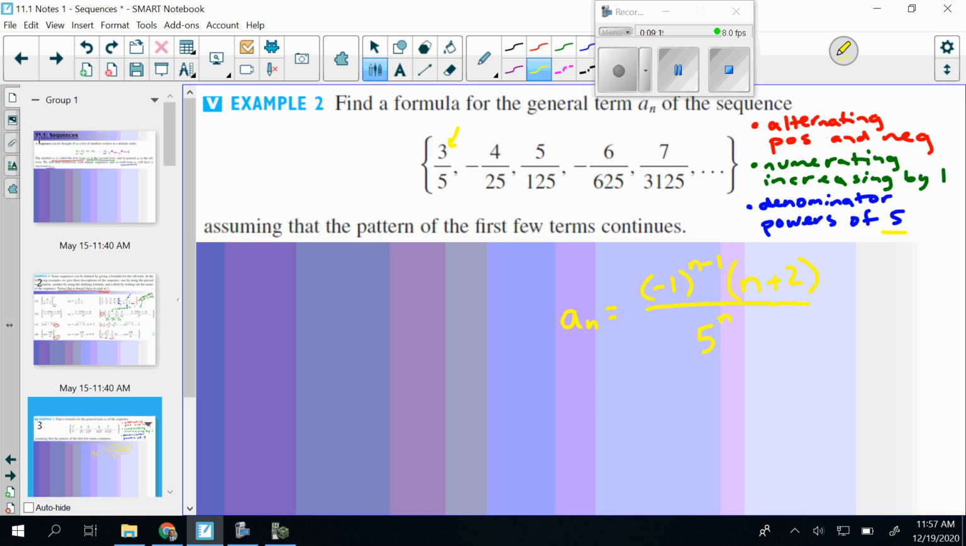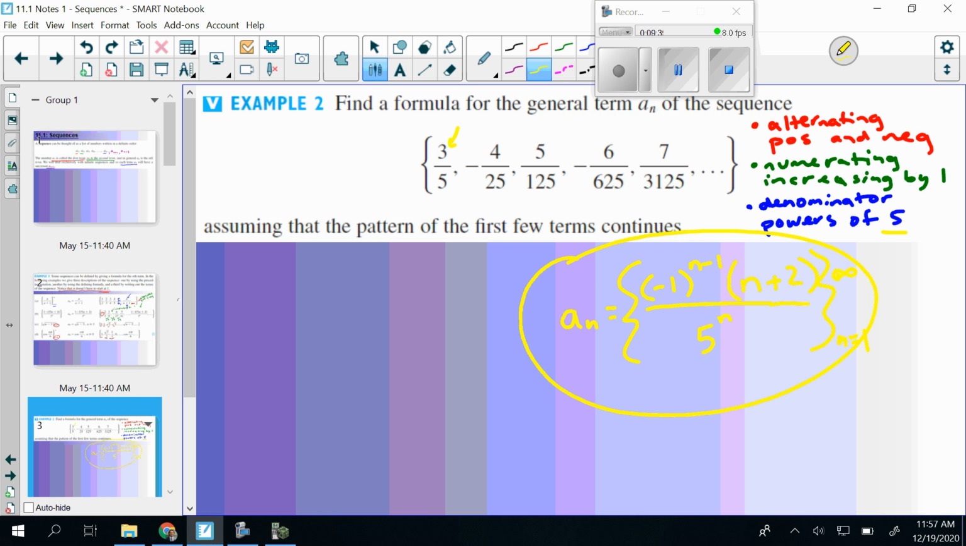So that would be the a sub nth term right there. That would give you any term in this sequence starting with n equals 1 going to infinity. So if we wanted here, we could be more specific, n equals 1 to infinity.